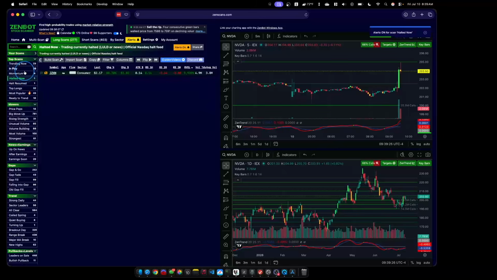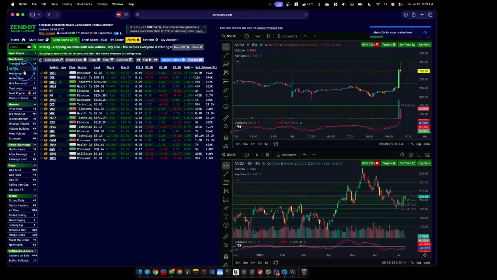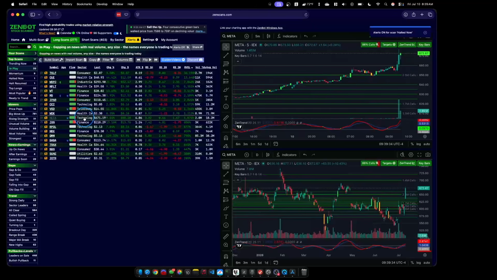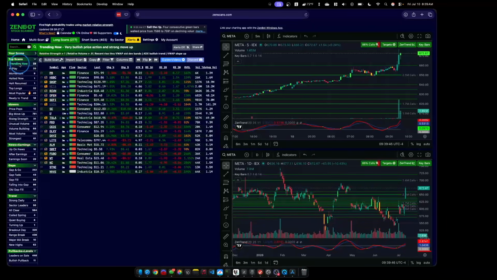Also here we have a new in-play scan, which shows you stocks that are moving on news, that have likely gapped up, have extremely high volume, and have good trading potential. So I would look at the in-play scan right off the bat. Of course, we have some of our more familiar trending now scans, ready to trend, things like that.